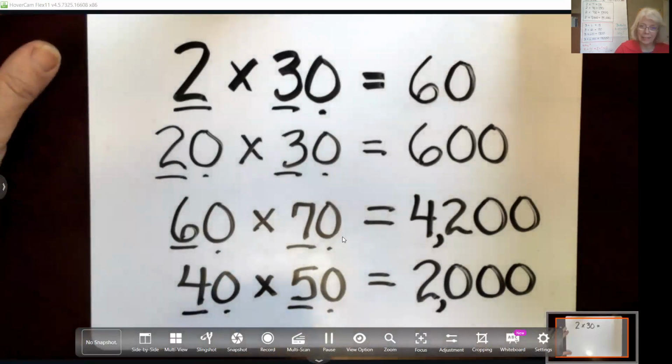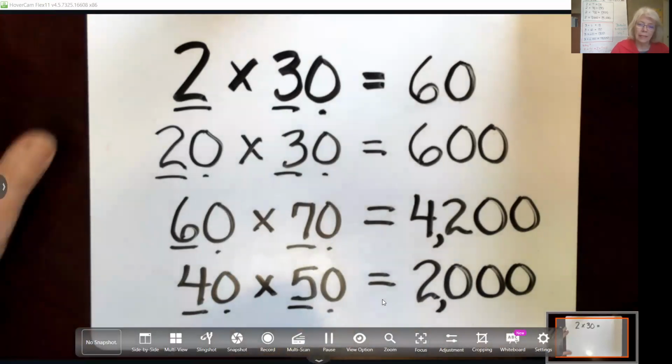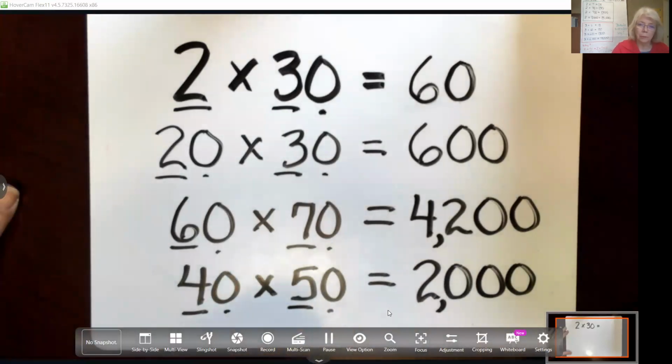Okay, that's the end of the video for today. This should help you when you get to multiplying 2-digit numbers and 3-digit bigger numbers and using partial products or area model, but that will come next.